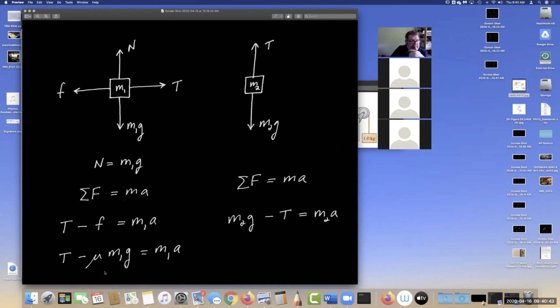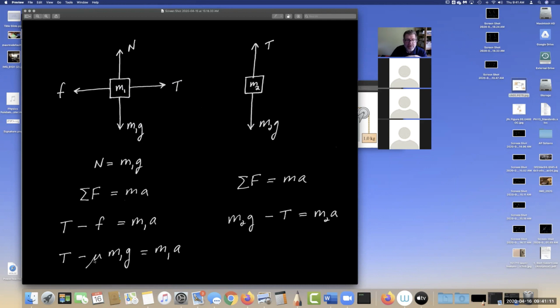In the very last step that I do here, I realize that the friction force is equal to the coefficient of friction times the normal force. So right below here, I put the coefficient of friction multiplied by the normal force, which is M1G. I realized up here that the normal force was equal to M1G. And so now I have this complete and ugly equation for the motion of the block that sits on top.